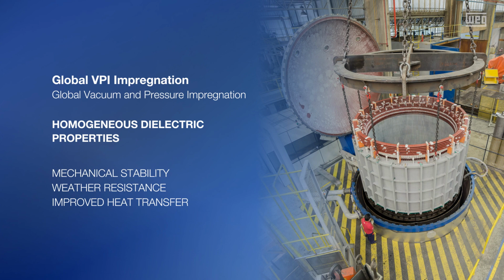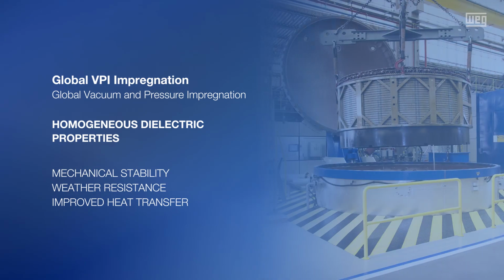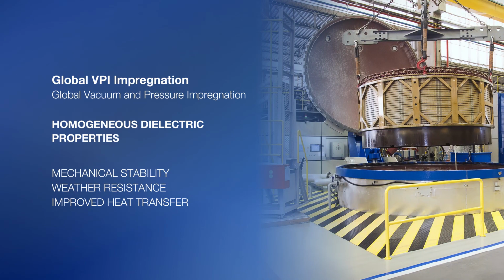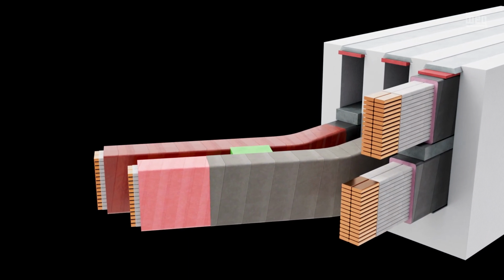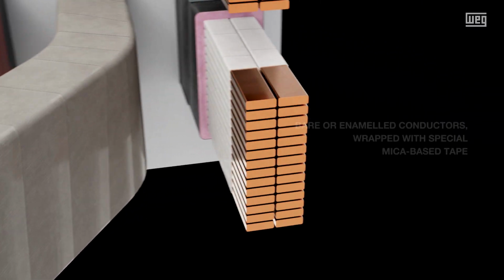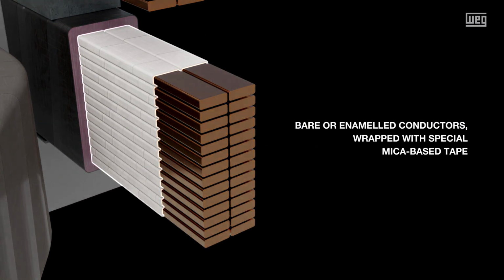The MICATHERM system uses the global vacuum and pressure impregnation, GVPI, in which stators, wound rotors, and other components are placed entirely in a VPI tank, providing homogeneity and repeatability to the process, as well as greater reliability and robustness to the product. The insulation of the conductors is built with multiple layers of tapes based on mica, which can be combined with dielectric enamel applied to the surface of the copper directly.